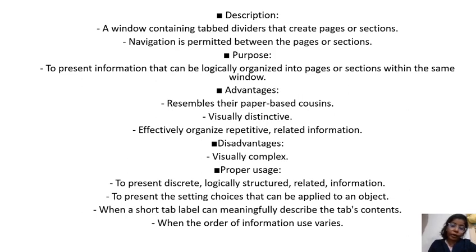When it comes to advantages, they resemble pages based on the tabs, are visually distinctive, and effectively organize repetitive or related information. When it comes to disadvantages, they are visually complex. The proper usage is to present discrete, logically structured related information, and also to present setting choices that can be applied to the object, where a short tab label meaningfully describes the tab's content, and when the order of information use varies.